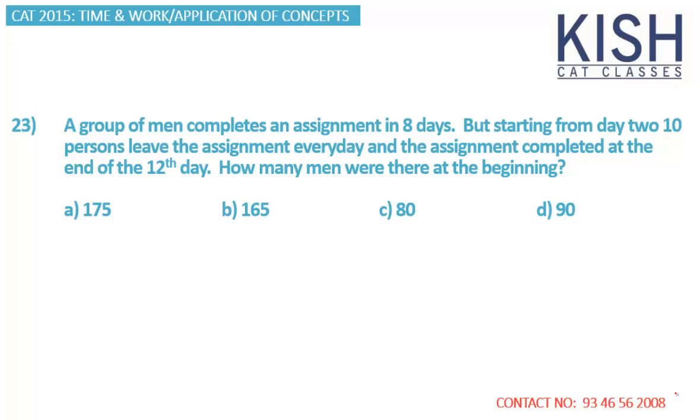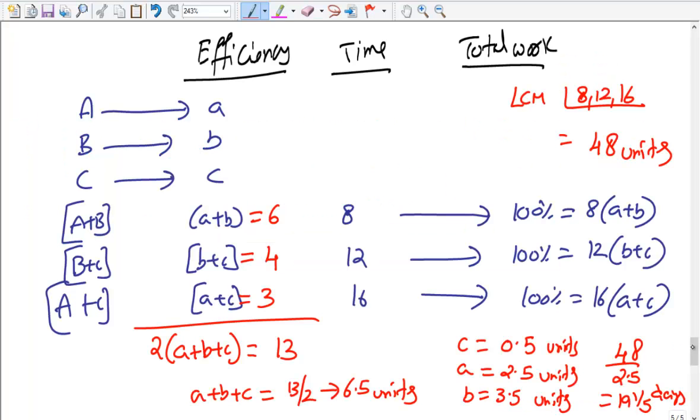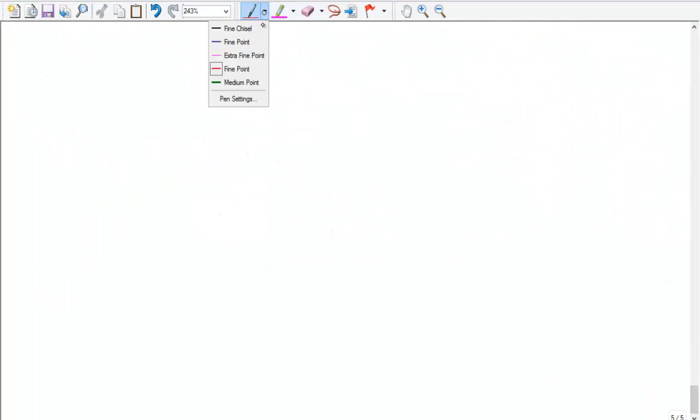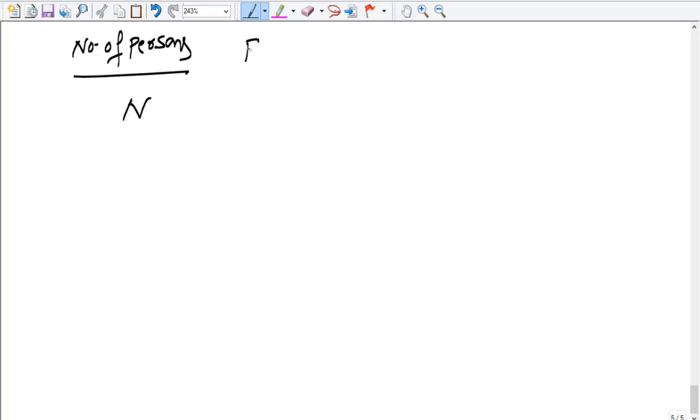A group of men completes an assignment in 8 days, but starting from day 2, 10 persons leave the assignment every day and the assignment is completed at the end of the 12th day. How many men were there at the beginning? So we need to find the number of persons at the beginning. Let's say the number of persons, since it is unknown, is n, and the efficiency of all the candidates in the group is equal, so you can say 1 unit per day, or you can neglect it also.